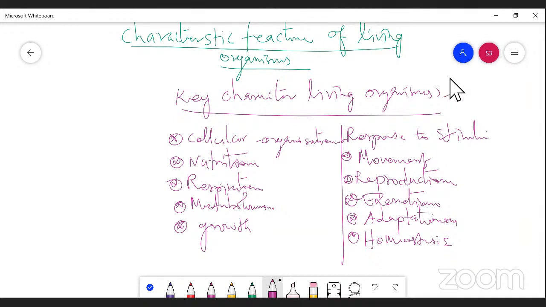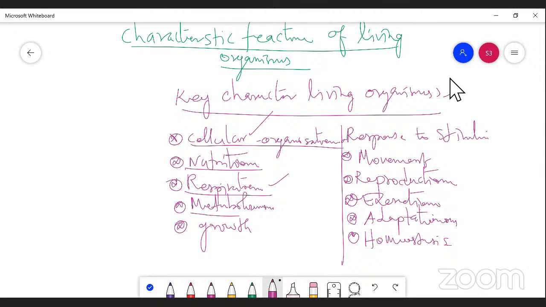The first is cellular organization, which means the physical body structure of each living organism consists of cells, which may be very similar or different. Next is nutrition. Each living organism should take in nutrients because they need energy, and that energy is taken through nutrients. Next, respiration. Each living organism must do respiration, and respiration differs between plants and animals. Animals do aerobic respiration, plants do anaerobic respiration.